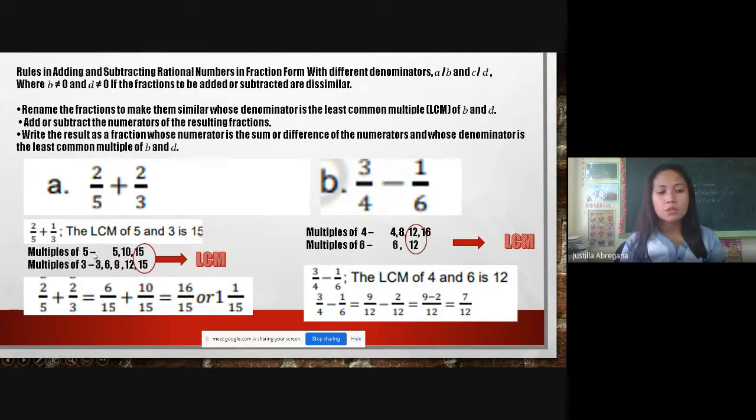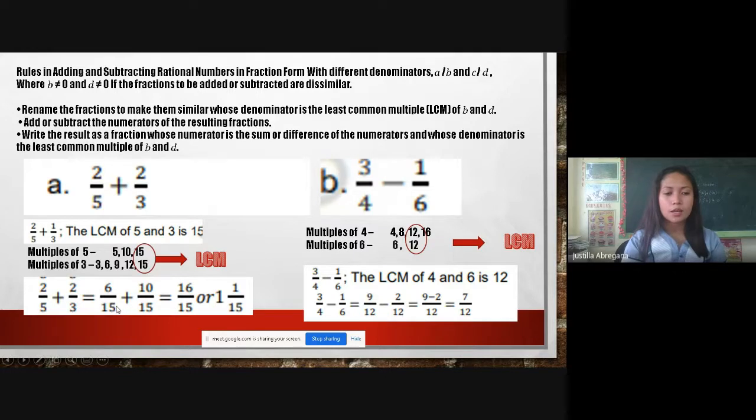The multiples of 5 are 5, 10, and 15. The multiples of 3 are 3, 6, 9, 12, 15, and so on. But our goal is just to find the least common multiple. So what is the least common multiple of 5 and 3? It is 15. That's why we need to put 15.